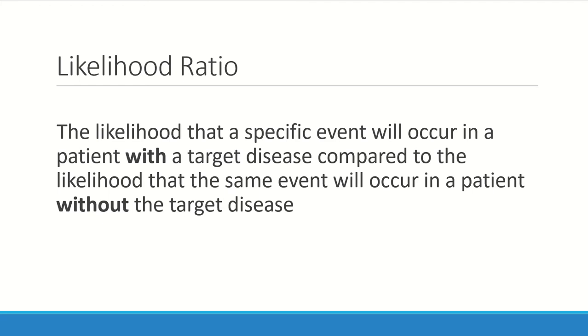In the context of this problem, a likelihood ratio is the likelihood that a specific event, in this case an above average hospital stay, will occur in a patient with a target disease compared to the likelihood that the same event will occur in a patient without the target disease. The target diseases are myocardial infarction, coronary heart failure, diabetes, and alcohol use.